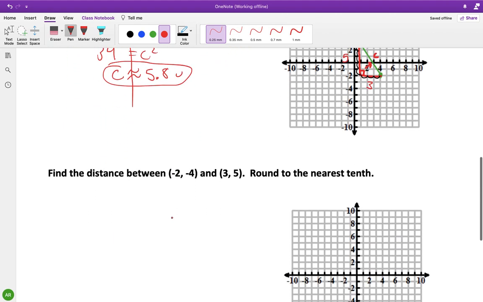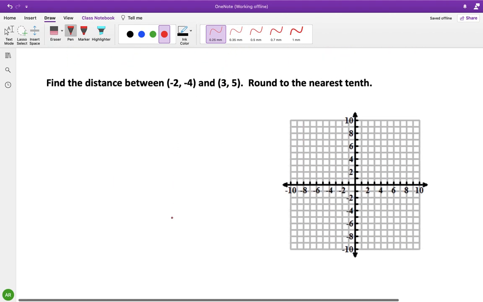Okay. So here's the second one. If you want to try this on your own, I would encourage you to pause the video, try it on your own, and see if you do it right with me in a second. All right, so negative 2, negative 4, which means I'm going left 2 and down 4. And then for 3, 5, it means I'm going right 3, 1, 2, 3, and 5 up.